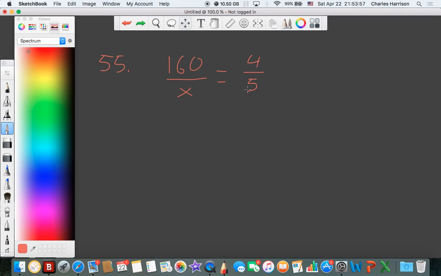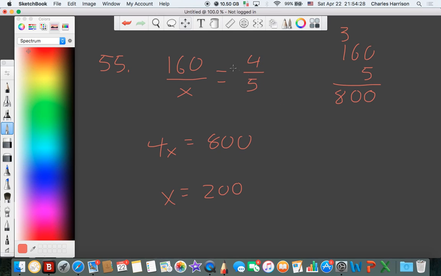So what we can do is we can times by x, and then divide by the reciprocal, or we can do cross multiplication. I'm going to do cross multiplication. So this times this, and this times this. So it's 4x equals 160 times 5, like so. And then we divide by 4. 4 into 800 is going to be 200.